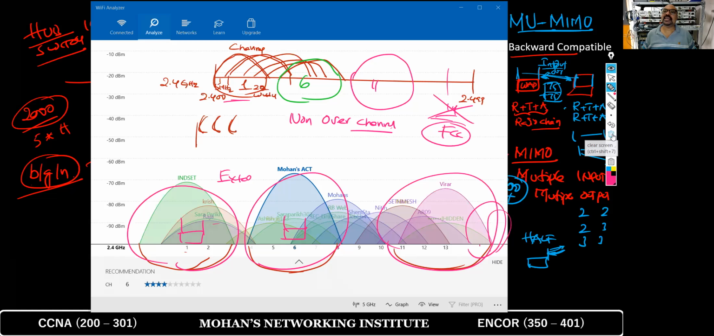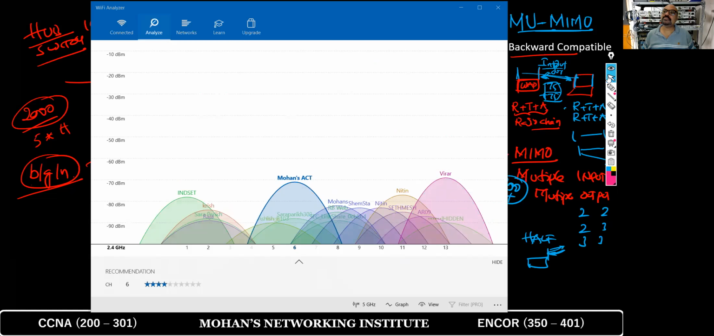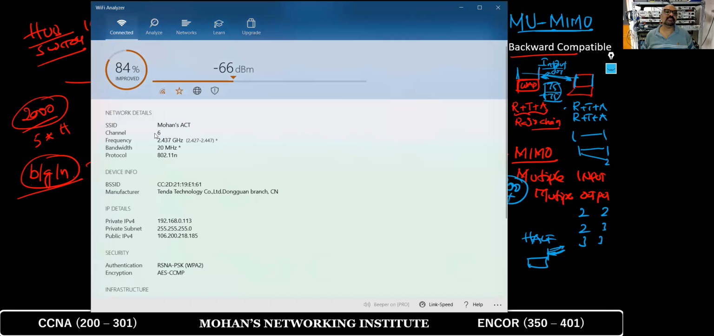Okay. Now, if you see here, I'm using channel 6. You can see 2.437, from 2.427 to 2.447. You can see that the midpoint is 37. This is the channel I'm using, 20 megahertz. You can see that 20 megahertz. That's what I'm using, this channel number 6, right? You can see this 20 megahertz channel, right?